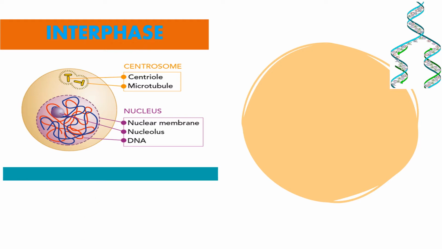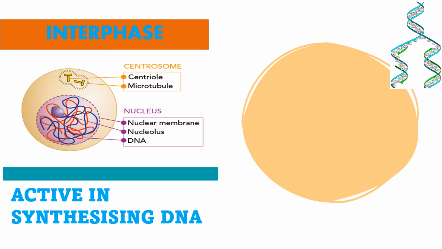You know that interphase is active in synthesizing DNA. In the last video we learned, right? DNA duplication occurs in interphase. Yes, there are different types of cell division, mitosis and meiosis. Mitosis is for growth and development, meiosis is for production of sex cells, right?